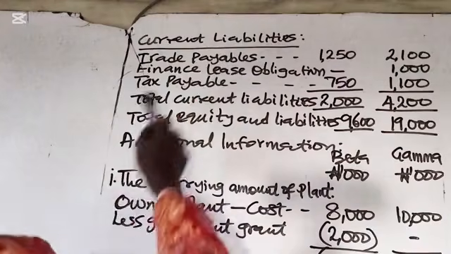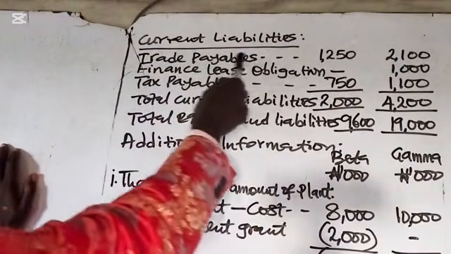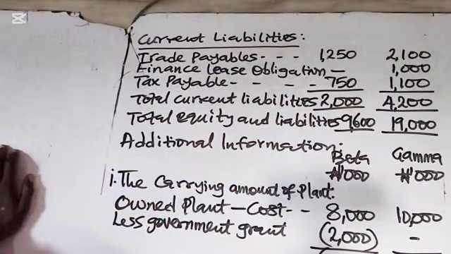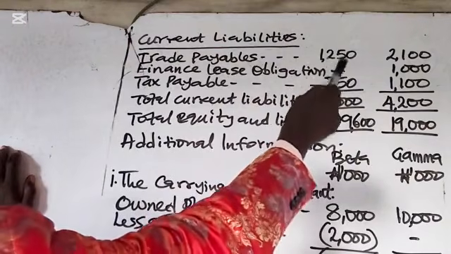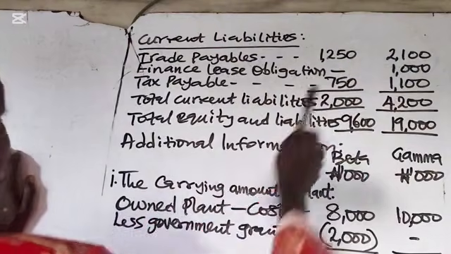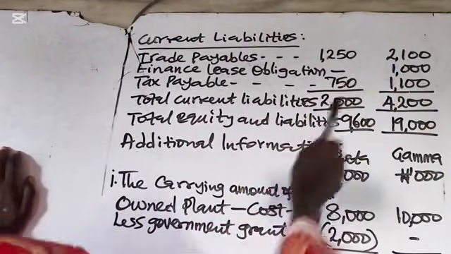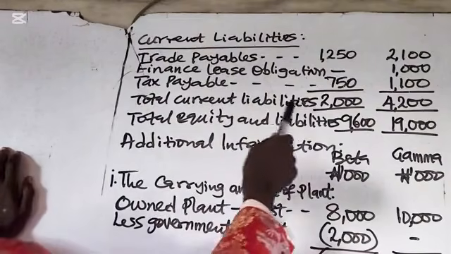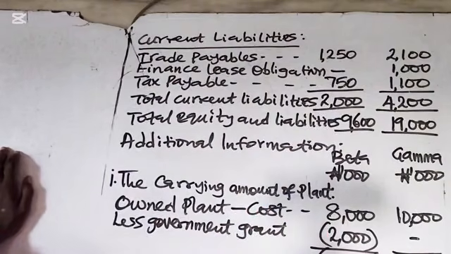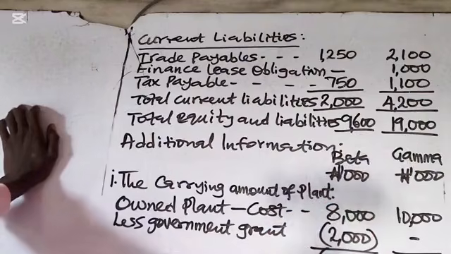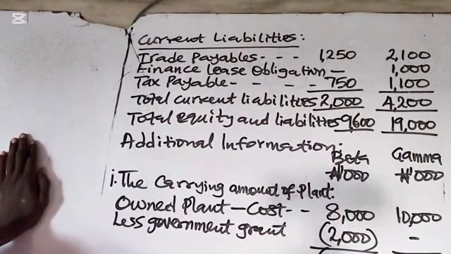Current liabilities. It comprises trade payable. Beta Limited 1,250,000. Gamma Limited 2.1 million. Finance lease obligation. Beta Limited nil, Gamma Limited 1 million. Tax payable. Beta Limited 750,000. Gamma Limited 1.1 million. Total current liabilities, Beta 2 million, Gamma 4.2 million. Total equity and liabilities, Beta Limited 9.6 million, Gamma Limited 19 million. Additional information.